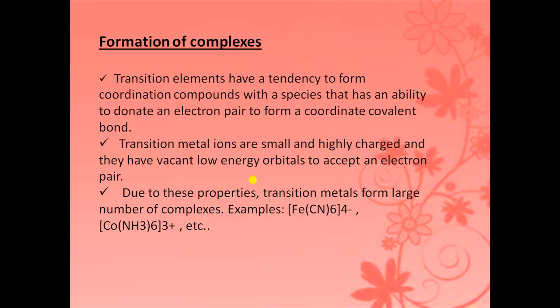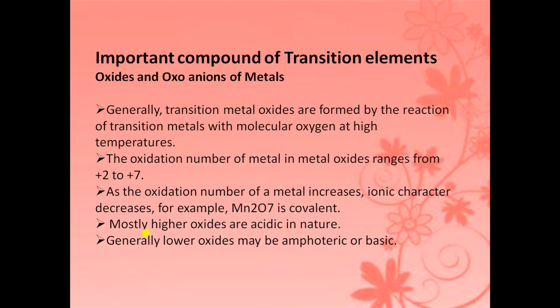And then next topic, formation of complexes. See the first point: the transition elements have a tendency to form coordination compounds with species that have the ability to donate an electron pair to form a coordinate covalent bond. Transition metals have vacant orbitals, so they easily accept electrons from other compounds. Because of that, transition metals form a variety of complexes. See the example, ferrocyanide and hexaammine cobalt. These are examples for the complexes.